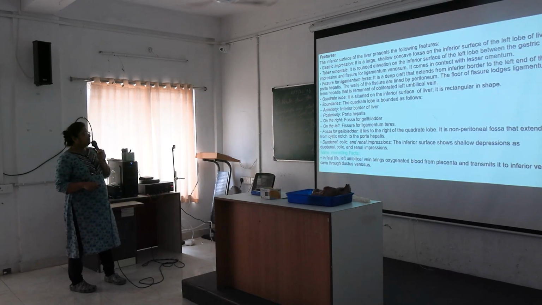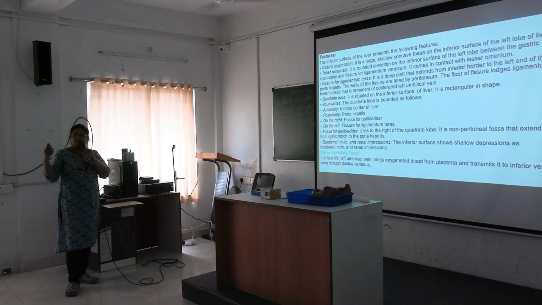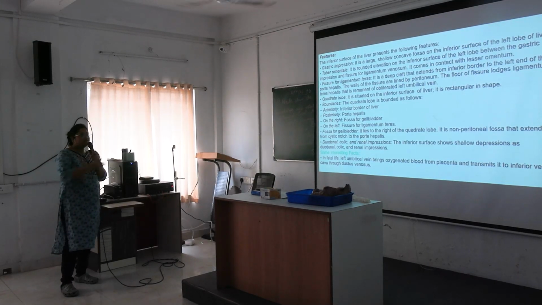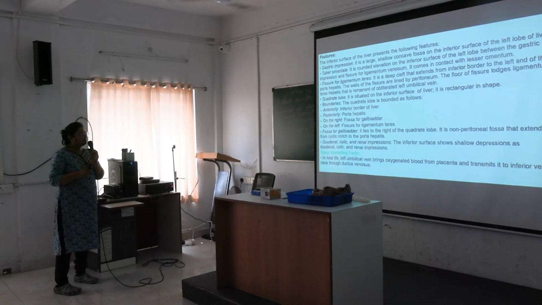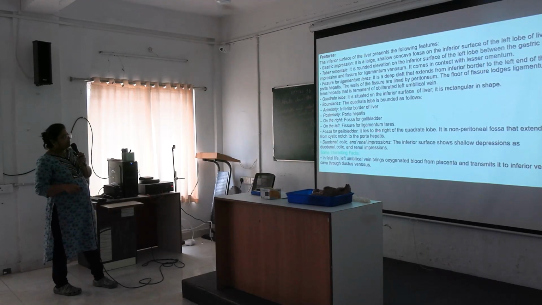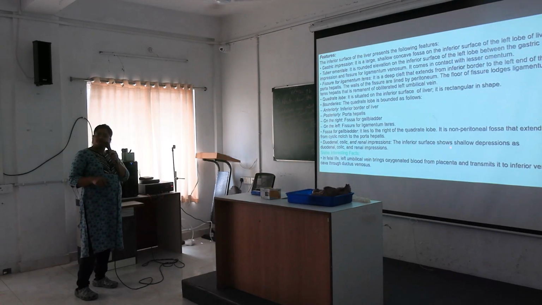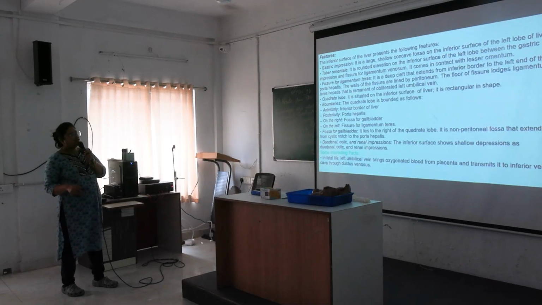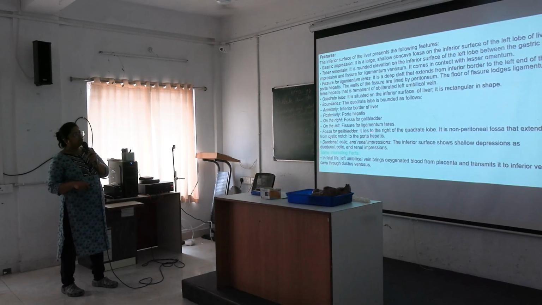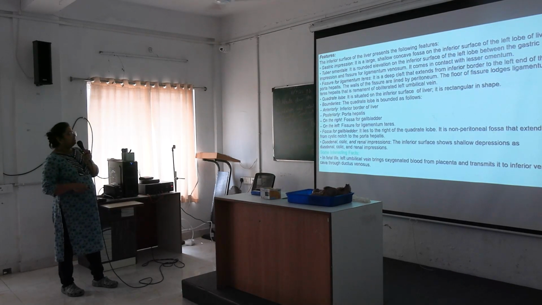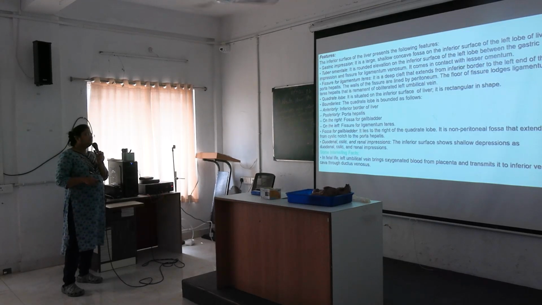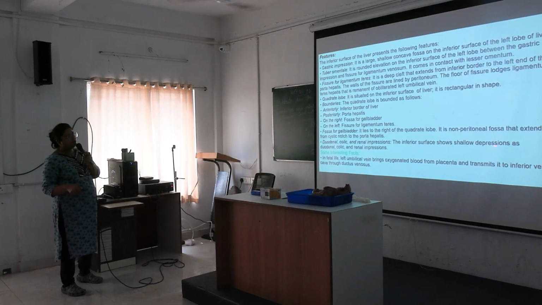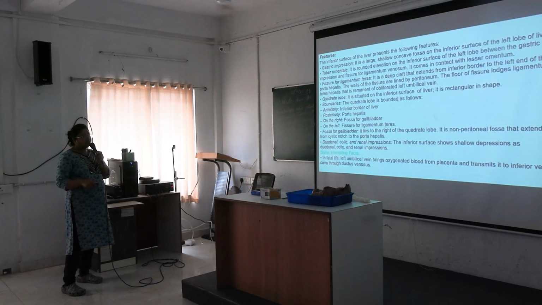Next you will get the fossa for gallbladder. We are coming from left to right. So fossa for gallbladder lies to the right of the quadrate lobe, and it is a non-peritoneal fossa, extends from cystic notch to the porta hepatis. Next there are these impressions: duodenal impression, colic impression, renal impression. The inferior surface shows shallow depressions as these impressions.